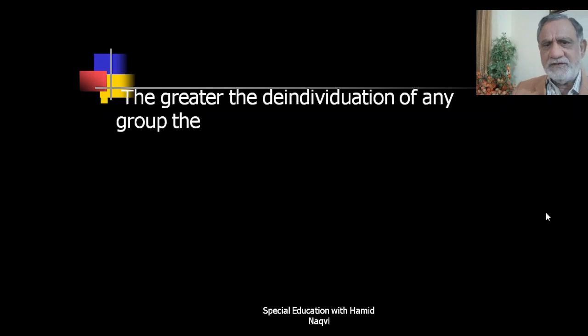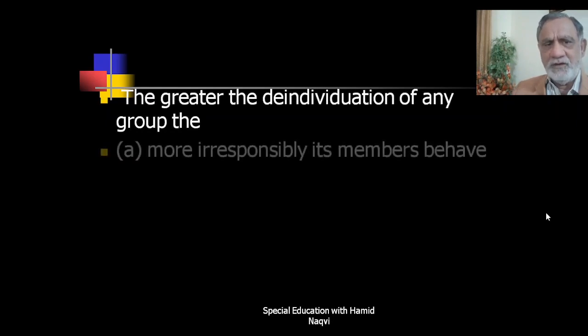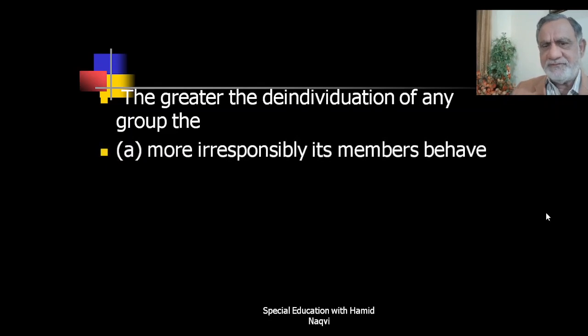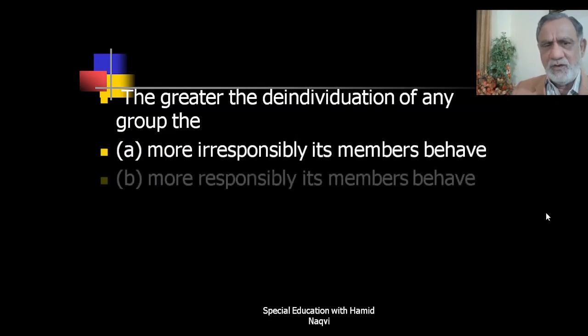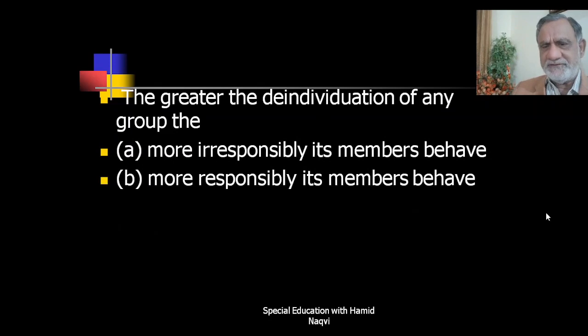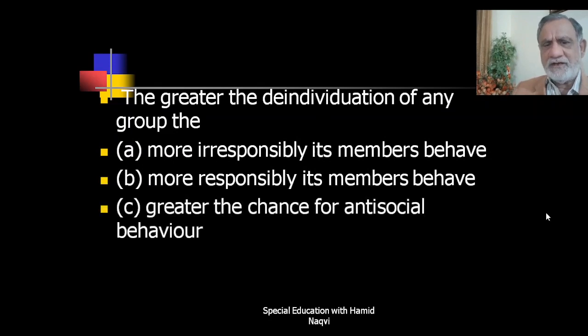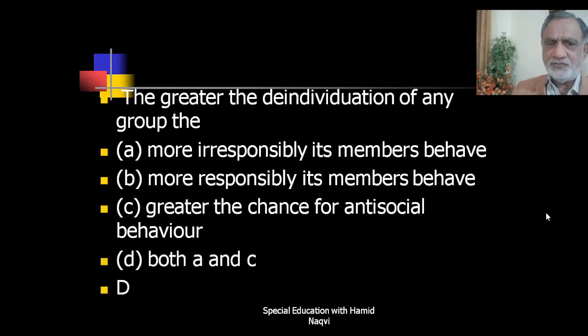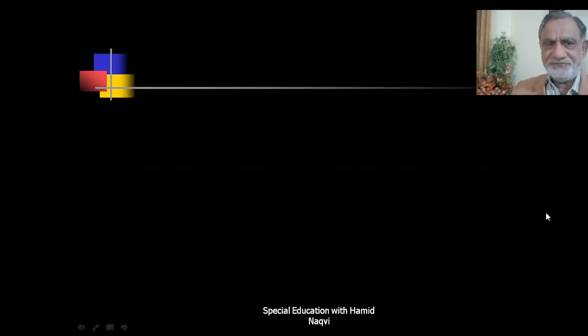The greater the deindividuation of any group, the more irresponsibly its members behave, the more responsibly its members behave, the greater the chance of antisocial behavior, both A and C. Correct answer is D, that is both A and C.